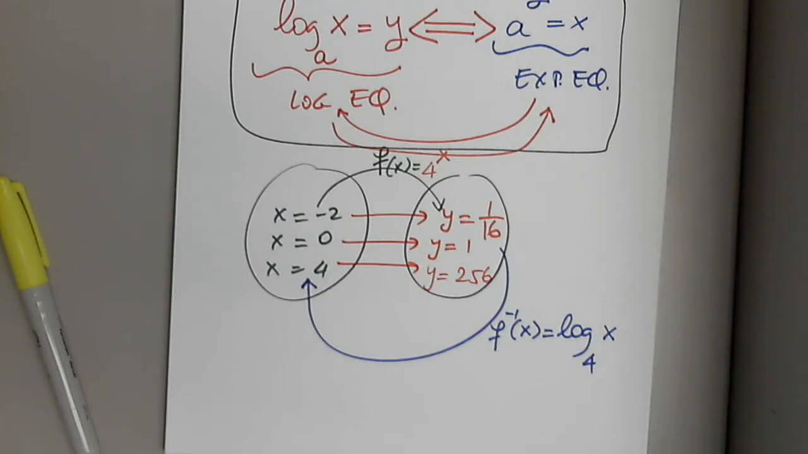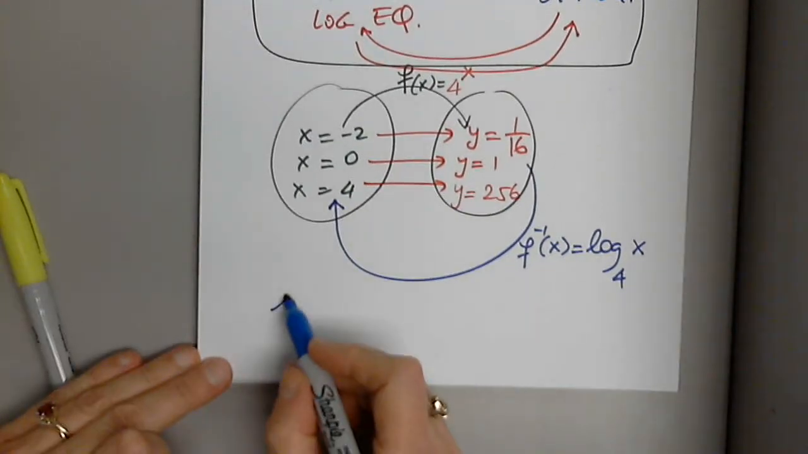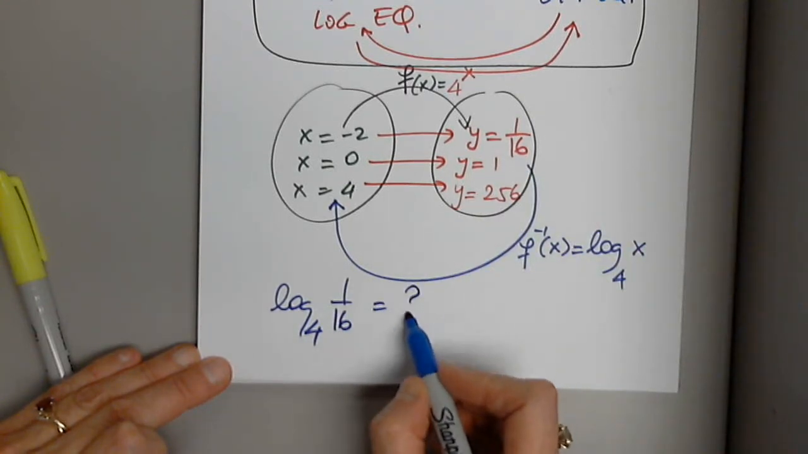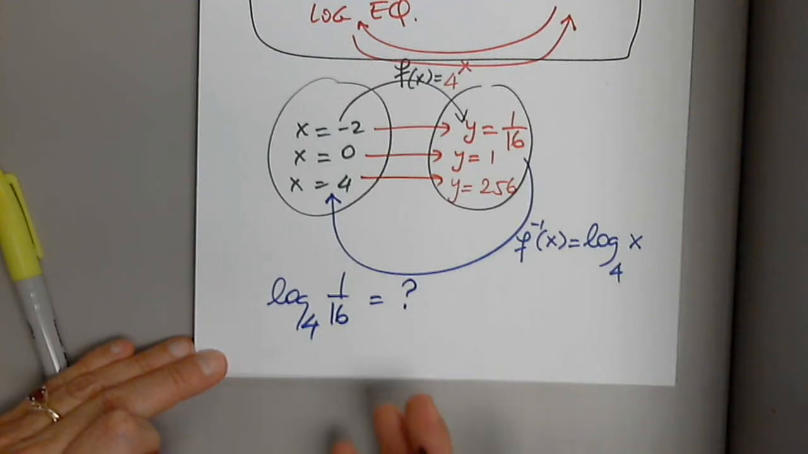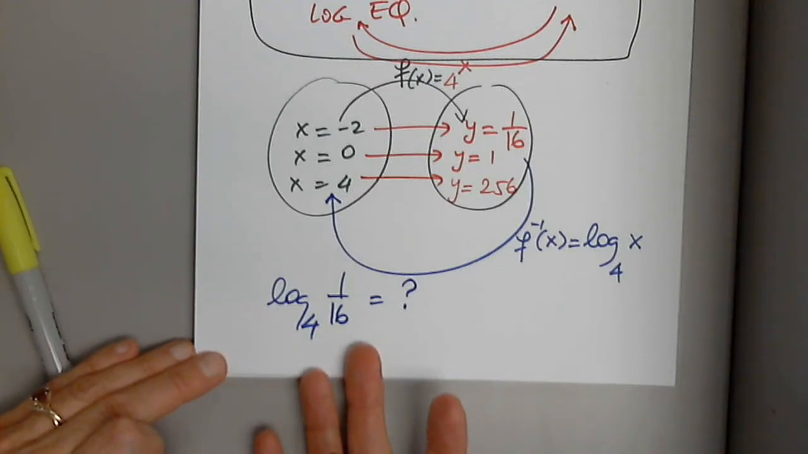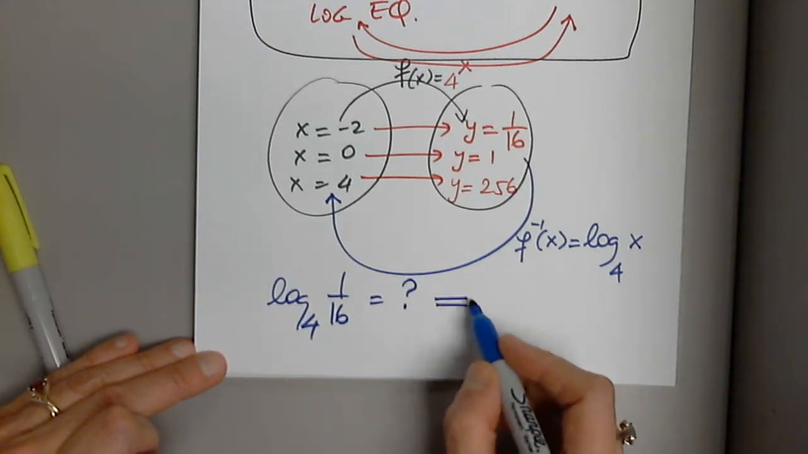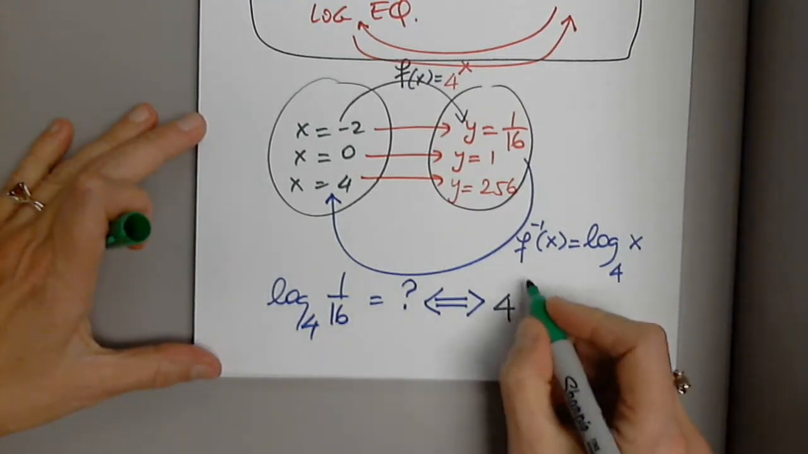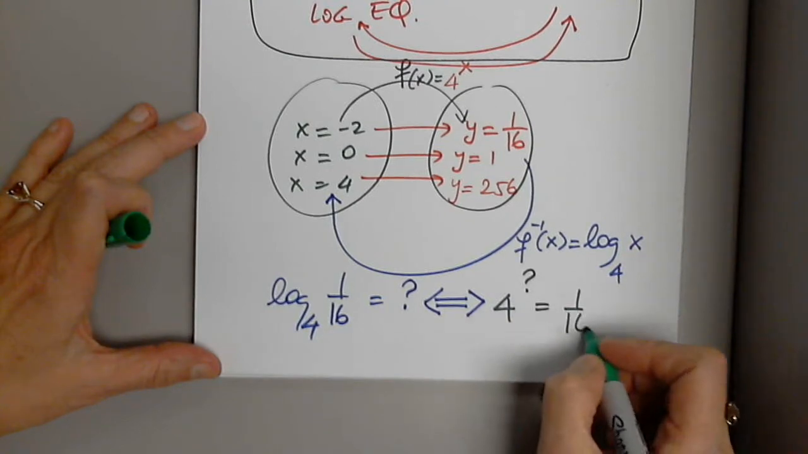Okay, ready? So, log base 4 of 1 over 16. I have no idea what it is, but this is what type of equation? Very good. I know how to change it into an exponential. How do I change this into an exponential equation? Using the most important concept in this chapter. 4 raised to x. Yes, 4 raised to whatever equals 1 over 16.